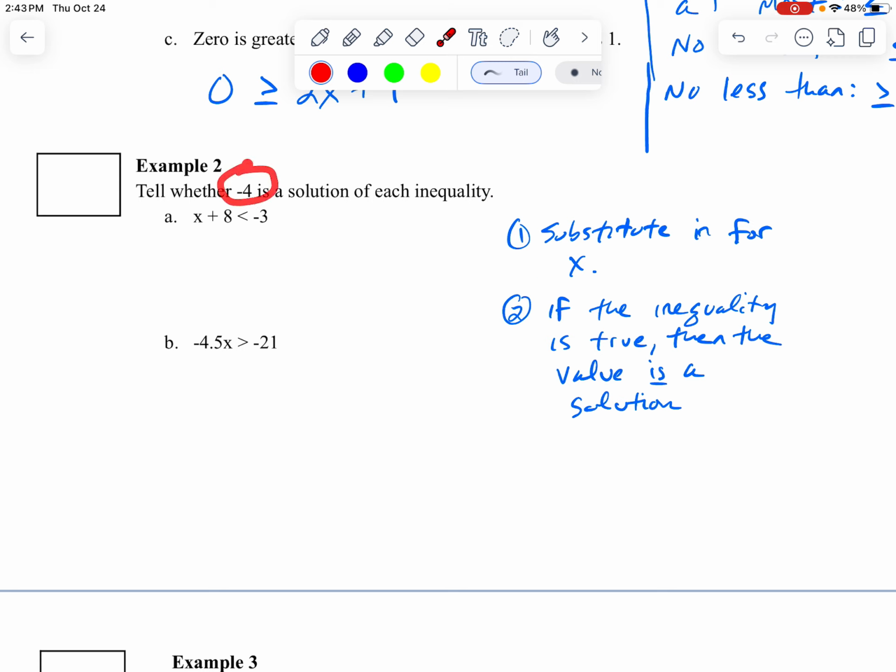So for example, in this, if I plug in -4 for x, we want to see, does this make my inequality true? If it does make it true, then it is a solution. So this would be -4 plus 8 is less than -3. Let's combine our like terms. So -4 plus 8 is just 4, is less than -3. Is that true? No, this is false. So this is not a solution.